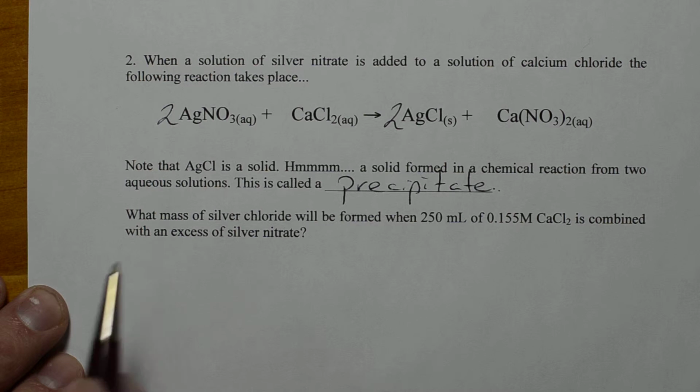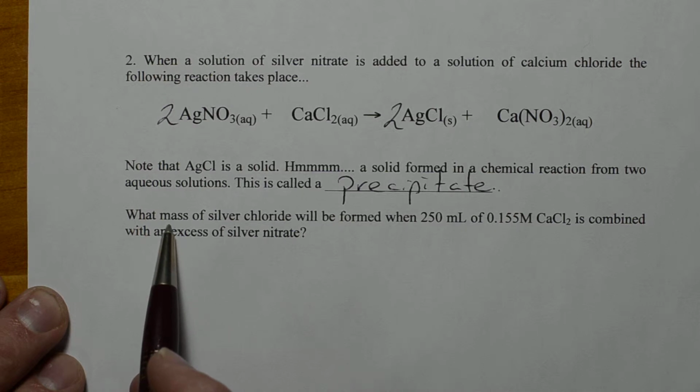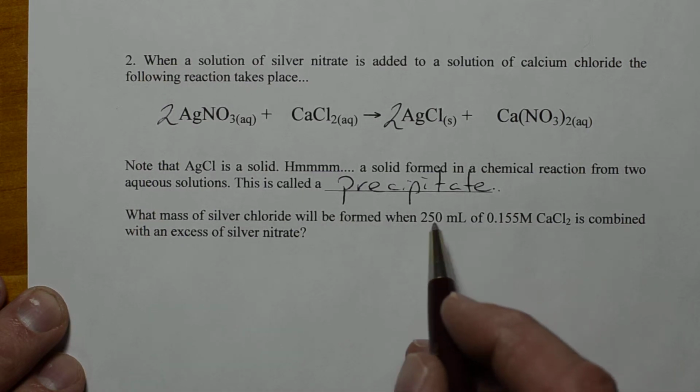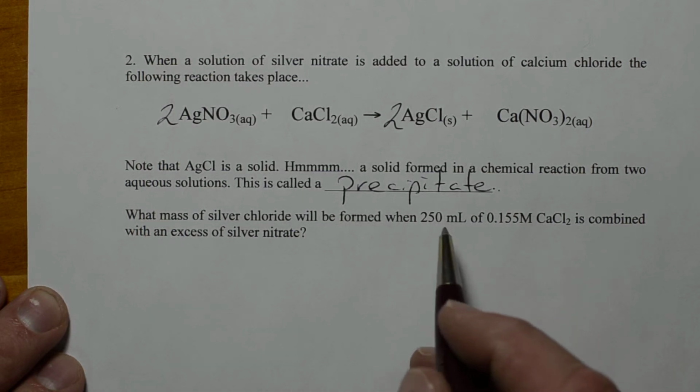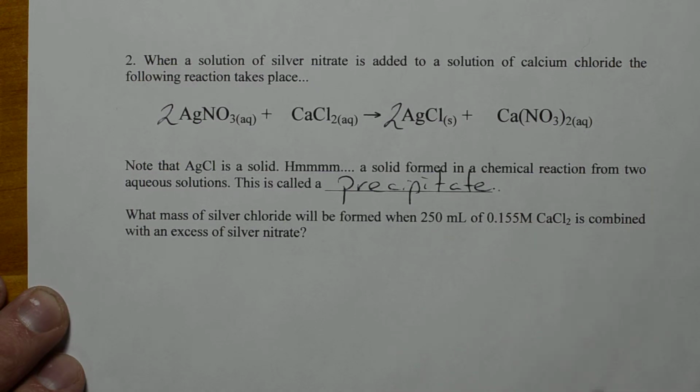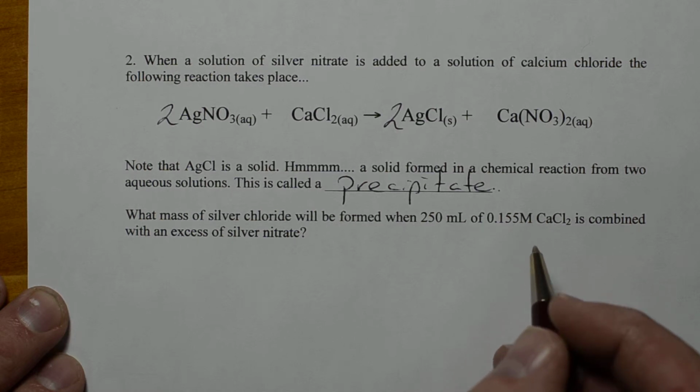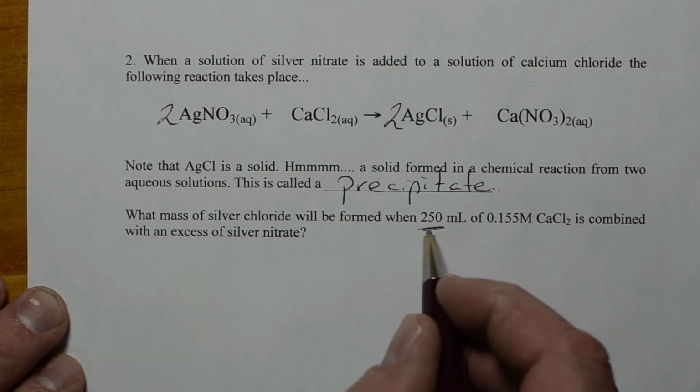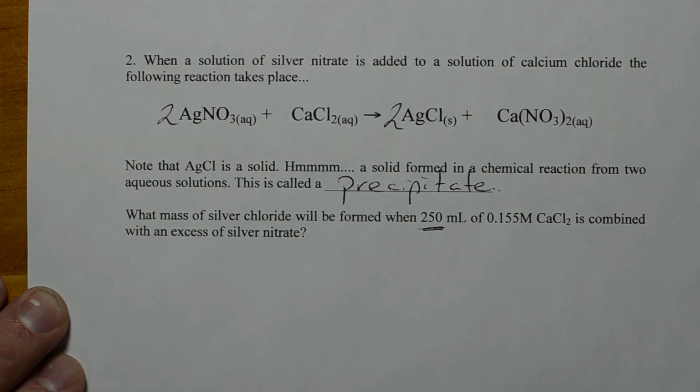The question asks what mass of silver chloride will be formed when 250 mL of 0.155 molar calcium chloride is combined with an excess of silver nitrate. So now we're looking for a mass, but we're given a volume. So here we're going to go volume to moles, moles to moles, moles to a mass. And I'm going to point out one more thing. I've said 250 mL here. I'm going to count that as 3 significant figures just to keep everything pretty handy.